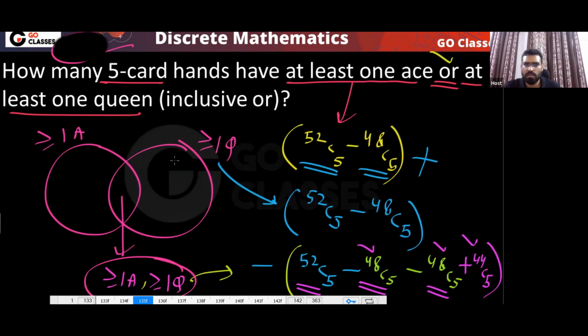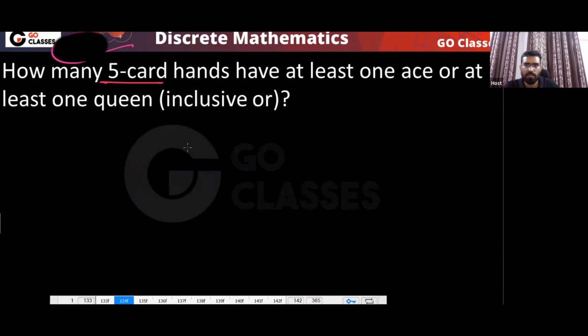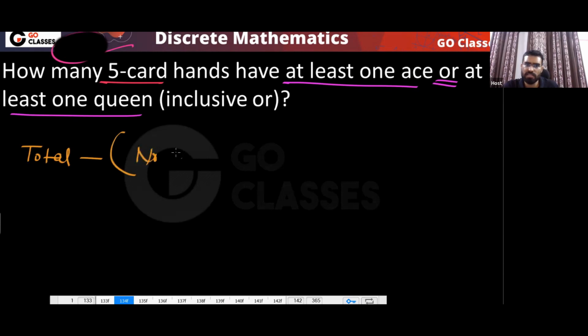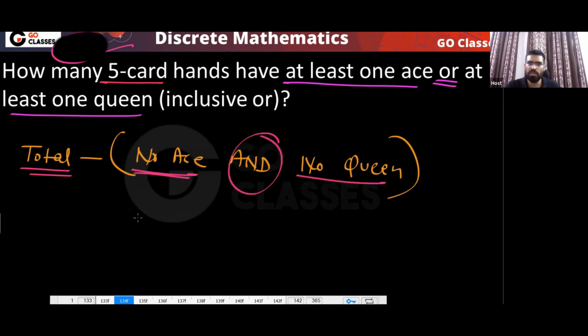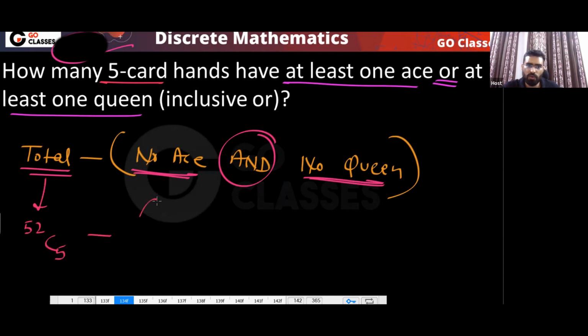Is it clear? Actually, this question we can very easily solve, because you are asking at least one ace or at least one queen. So from total you can directly remove when there is no ace and there is no queen. Yes or no? Now total you have 52 C5. From this you remove when there is no ace and no queen, so that will be 44 C5.